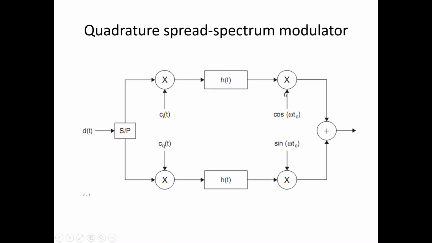Finally, the upper panel is multiplied by cosine omega c t, while the lower panel is multiplied by sine omega c t, and they are combined together to determine the quadrature spread spectrum signal. Now, what is the benefit of the quadrature spread spectrum modulator? As you can see, we have the same frequency, which is omega c, but we have different phases. So the data rate here is doubled by using two phases.